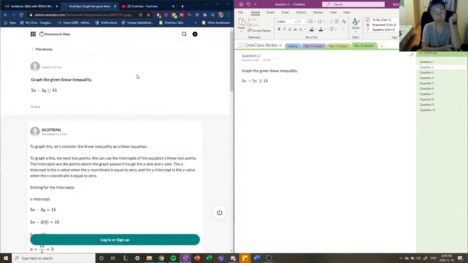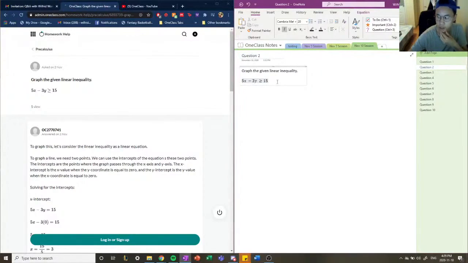So we're going to talk about the second question, and it reads, graph the given linear inequality. 5x minus 3y is greater or equal to 15. What a linear inequality states is that we're looking for the values of x and y where this statement will always be true. So we're looking for pairs of x and y where the left side is always going to be greater or equal to 15.